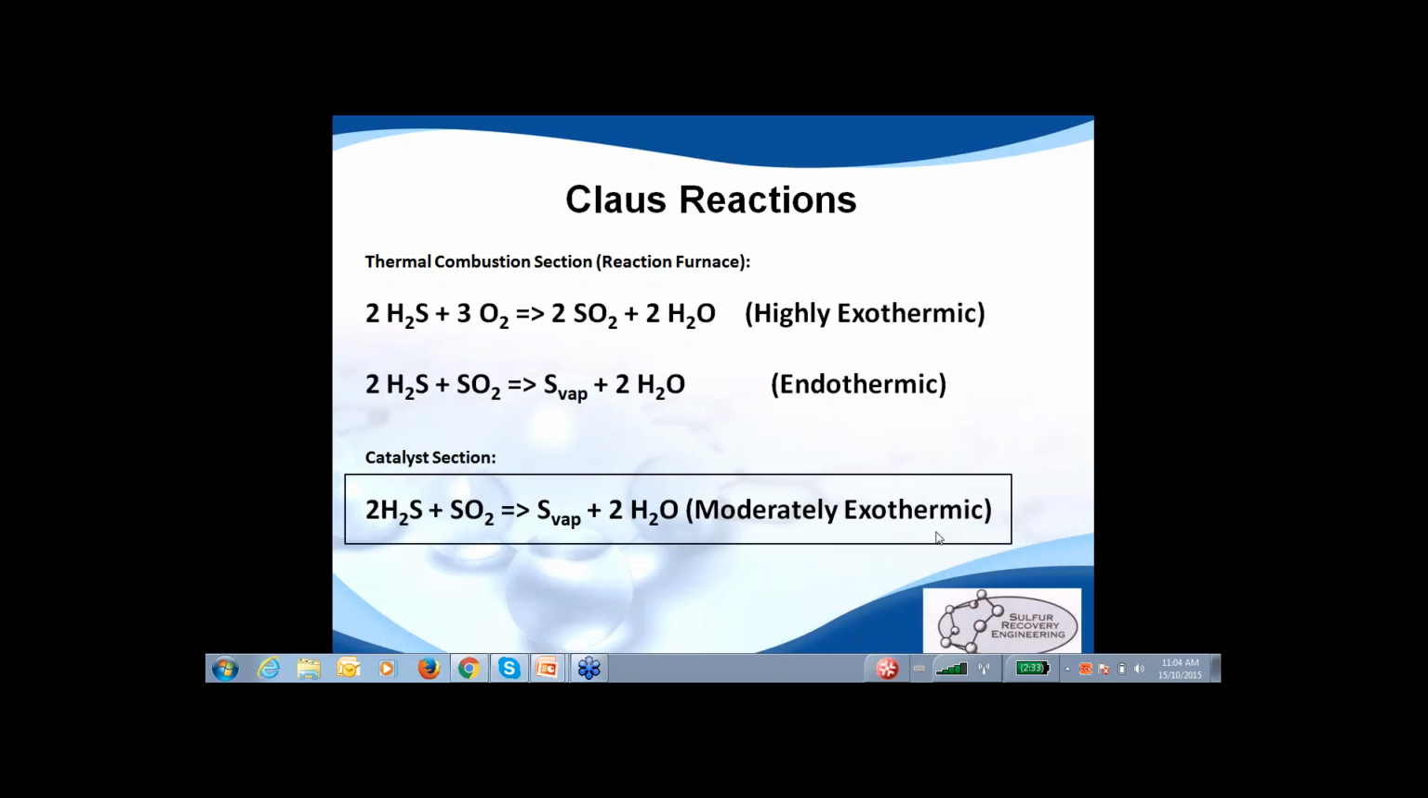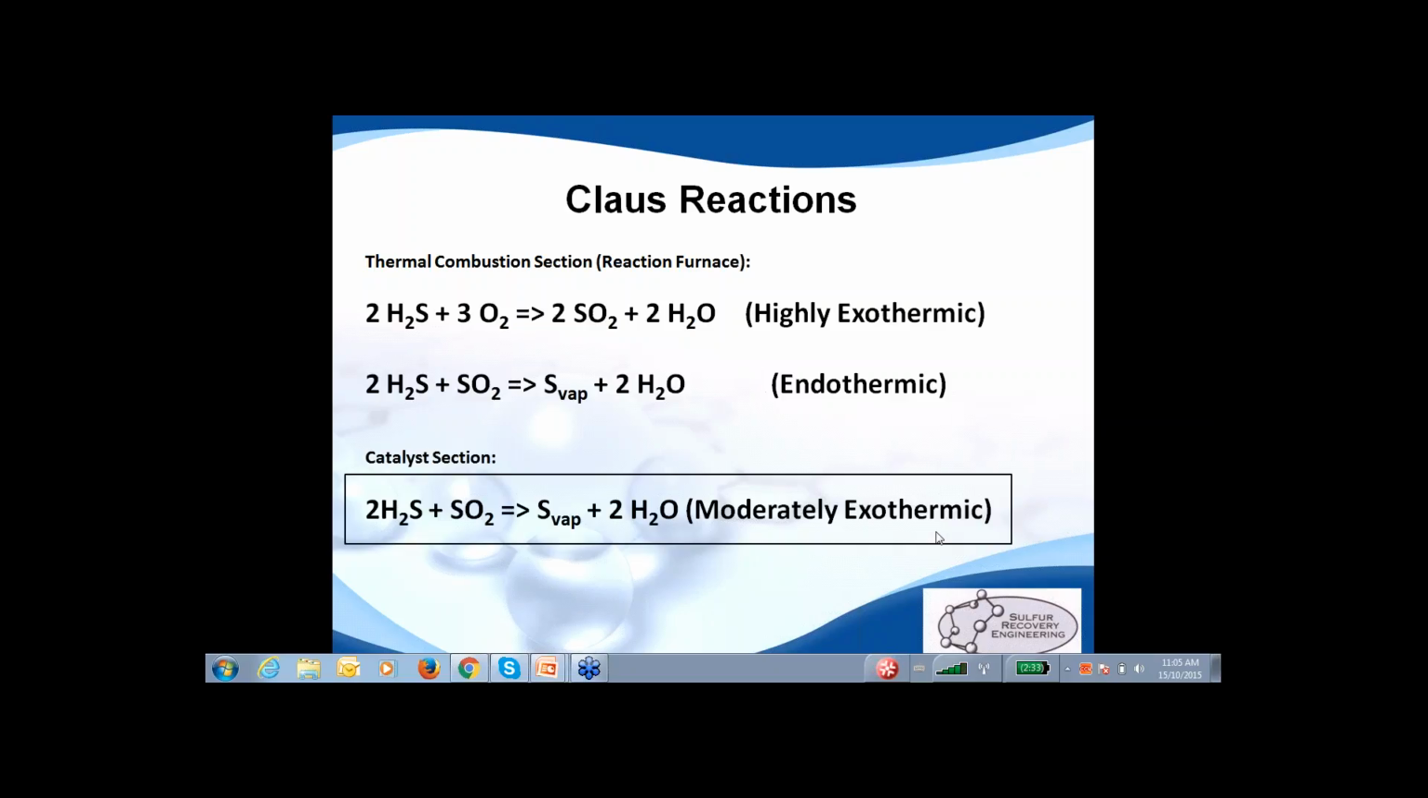As soon as we produce SO2 in the reaction furnace, H2S that is remaining, that was not burnt to form SO2, reacts with that SO2 to form sulfur vapor. In terms of conversion, specifically the conversion of H2S to elemental sulfur, in the reaction furnace, we can achieve up to 75% of initial sulfur or H2S conversion. The remainder is taken care of downstream in our Claus converters.